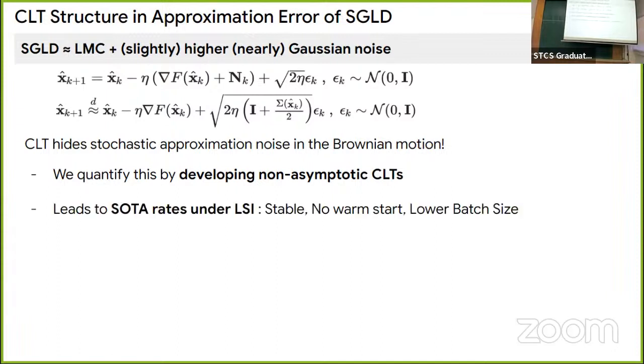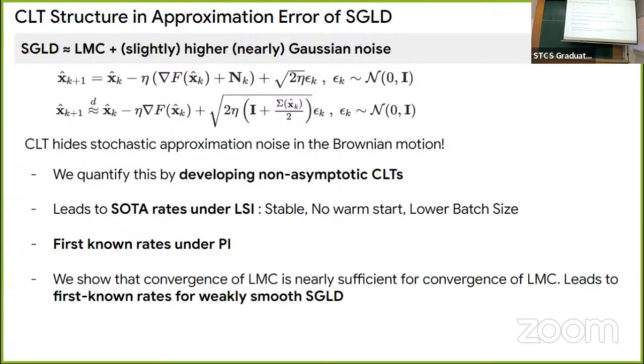So that's why I said we consider non-asymptotic CLTs in Gaussian distance, that is Berry-Esseen type rates. And this leads to state-of-the-art rates under log-Sobolev inequality. This is stable, with no warm start and low batch size, like square root d batch size, it works, for instance. We also get first known rates under Poincare inequality. We also show that the convergence of LMC is nearly sufficient for the convergence of SGLD. And we can even relax it to weakly smooth F; we don't need to assume that grad F is Lipschitz.